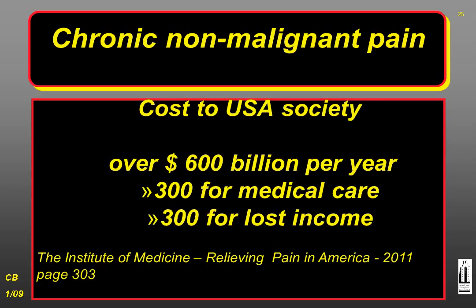The Institute of Medicine report of 2011 estimated that the cost to the American society of chronic pain is over 600 billion, not millions, billions, every year. This is because about 300 billion is the cost of medical care to treat patients with chronic pain, and another 300 billion is lost in productivity because patients with chronic pain are not able to function as patients without this disease.